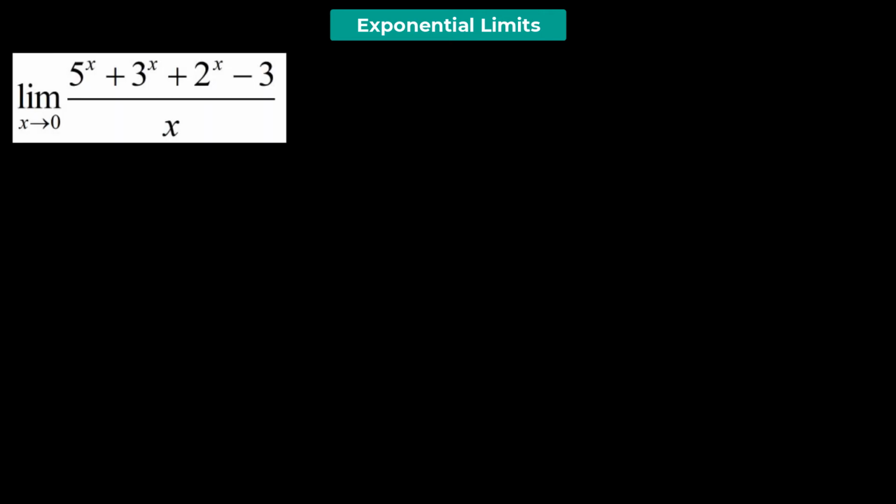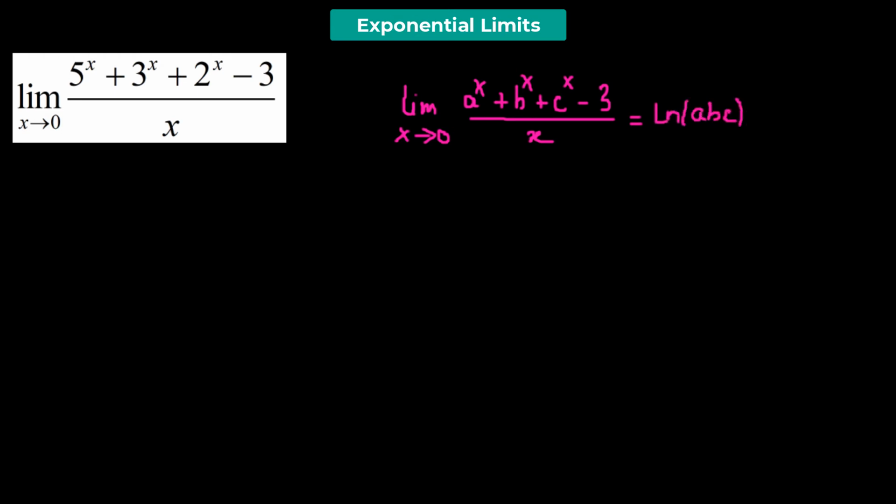Now this problem is similar to the previous one, except instead of a, b, and c, we have the values 5, 3, and 2 respectively. So in the previous question, we had the limit x approaching 0 of (a raised to the power of x plus b raised to the power of x plus c raised to the power of x minus 3) whole divided by x, and it gave us log of abc. Now comparing it with this particular question, our a will be equal to 5, b will be equal to 3, and c will be equal to 2.